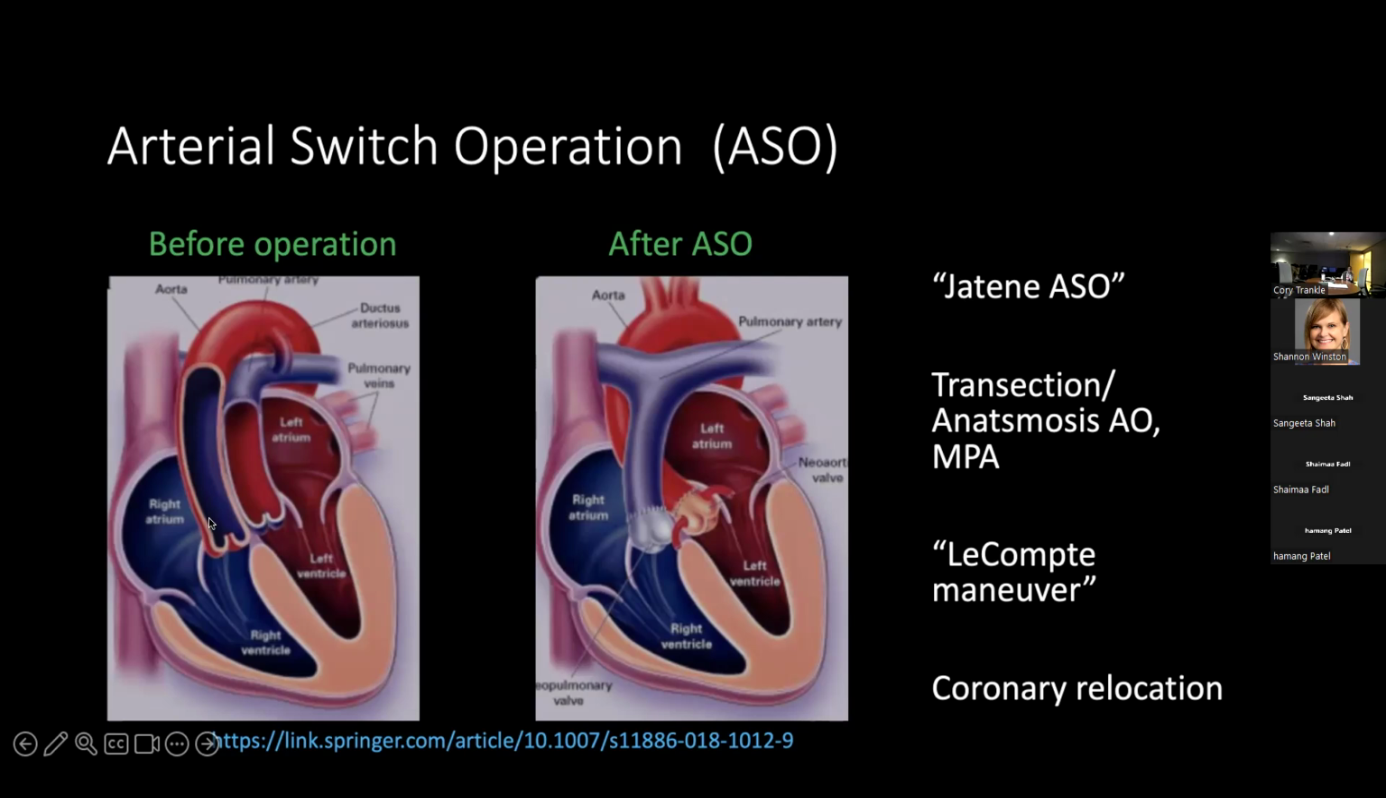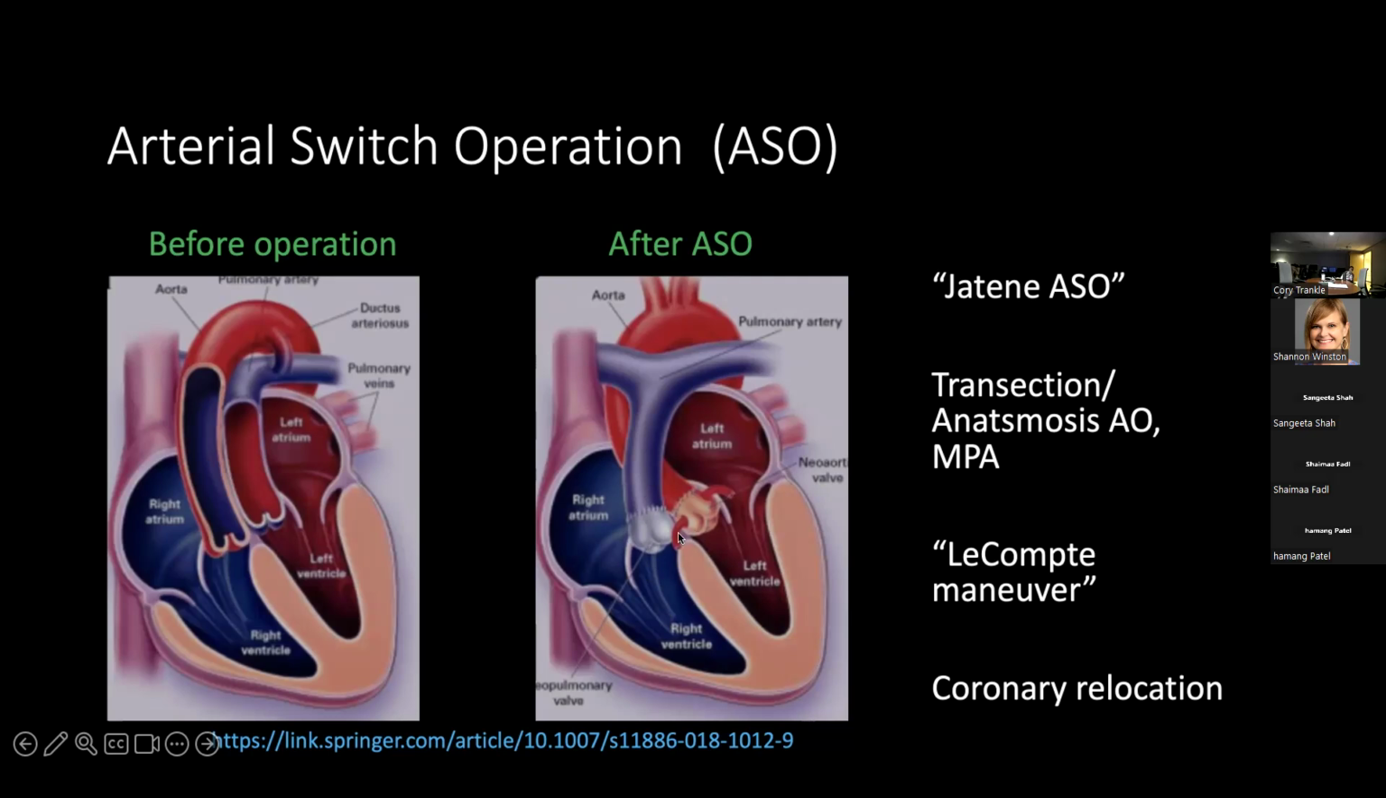So starting with that, there will be some transection of the aorta at the level of the STJ and the PA as well, and then switching the arteries back. In that procedure, the pulmonary artery is draped anterior to the aorta to be connected to the right ventricle, what we call the Lecompte maneuver. So the end result will be the right ventricle connected to the pulmonary artery, so the deoxygenated blood will go to the lungs with the new PA root.